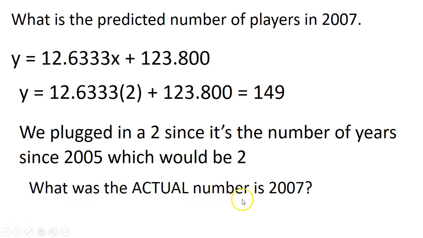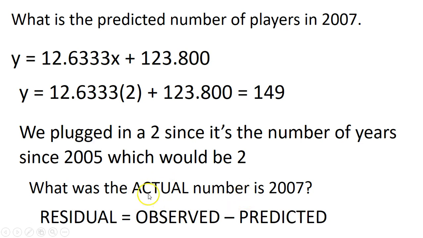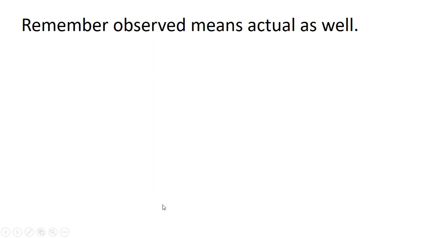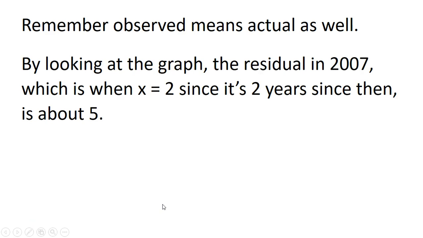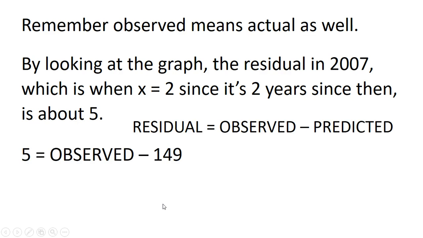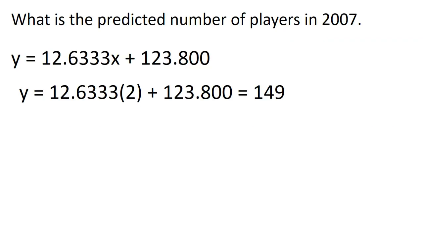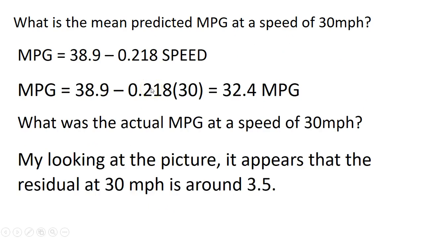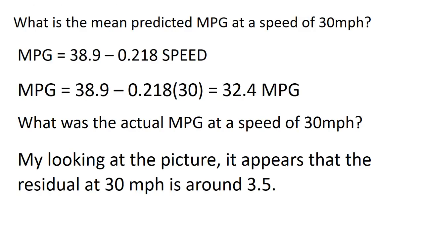What was the actual number in 2007? Well, I need to find the residual. I know the predicted value now in 2007, which is 149, but I need to find that residual. So remember, the observed means actual, right? So I got to find out what it is by looking at the graph. And they're saying, let's see, what did I want in 2007? I don't know if we have it there. Nope, that is the speed one, so I went too far back.